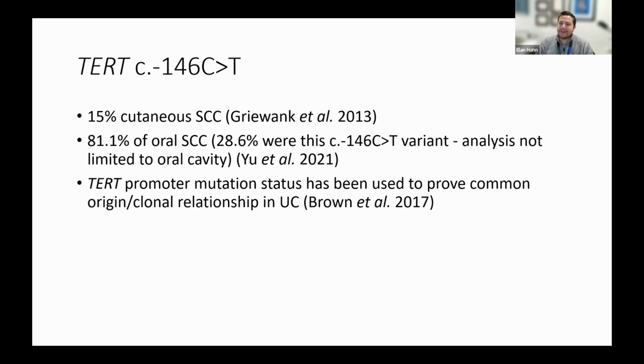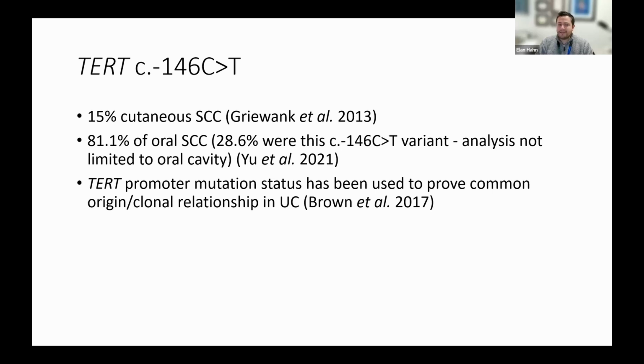So this specific TERT mutation is present in 15% of cutaneous SCCs. Oral squamous cell carcinomas have TERT mutations in around 80%. And then if we look at that specific mutation, which is the second most common but still much less common TERT promoter mutation, the 146, it's present in around 30% of all of the head and neck cancers studied. So that wasn't just limited to oral, so it's probably closer to 20%.